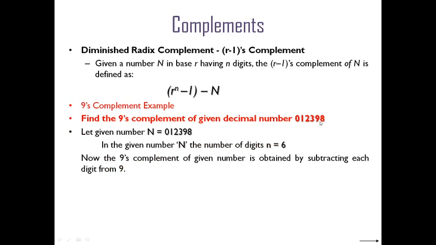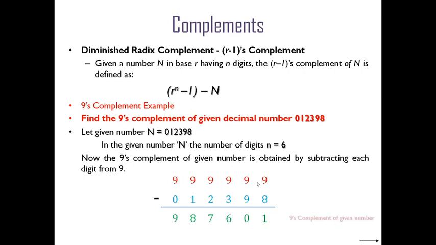This is a given decimal number. This decimal number is also having 6 digits. That means we will consider the 6 nines. Now from these 6 nines, we have to subtract the given decimal number. By subtracting this decimal number from 6 nines, we will get like this. This is the nines complement. 9 minus 8 is 1, 9 minus 9 is 0, 9 minus 3 is 6, 9 minus 2 is 7, 9 minus 1 is 8, 9 minus 0 is 9. Like this we will get the nines complement.